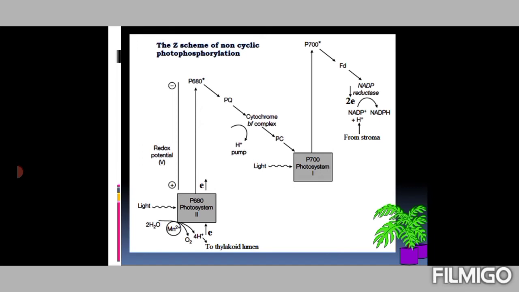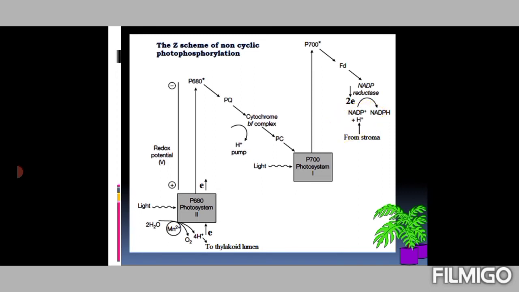And now photons fall on photosystem 1, and finally the principal pigment P700 releases a high energy electron. Those electrons are accepted by the primary electron acceptor, then go down the energy level and are accepted by ferredoxin, and then a couple of electrons travel to reduce NADP plus to NADPH. So this is how NADPH is formed.